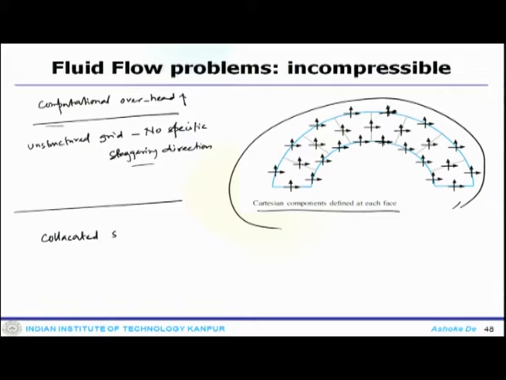A collocated system, where everything is stored at the cell center, is found to be quite attractive, and that is what I mean. A lot of CFD codes based on finite volume prefer to use a cell-centered collocated grid system. But one can note that while the velocity components are stored at the centroids of the elements, as is the case for pressure or any other variable, the mass flux or scalar flux in a collocated grid is stored at the element faces.